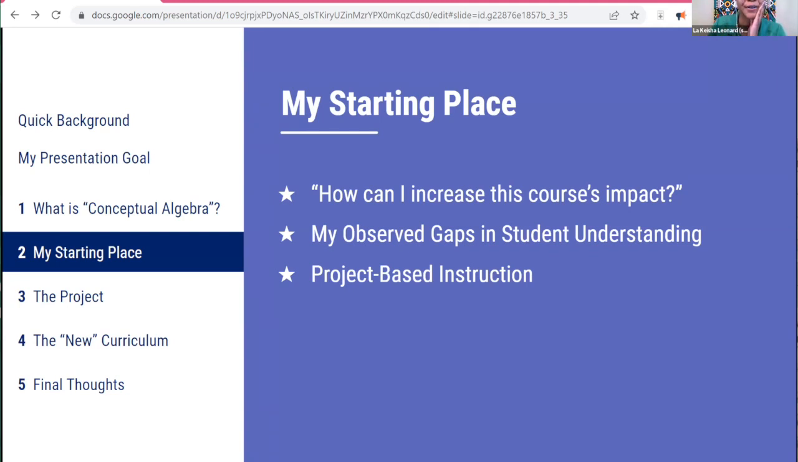Very good question. Okay. So my starting place. I want to share where I started for my redesign. I had to ask myself this question when I was assigned to teach this course: how can I increase this course's impact? And then there were some gaps that I observed just naturally being a newbie. You just pay attention. And then my then and current instructional model is project-based instruction. I'll talk a little bit more about that.